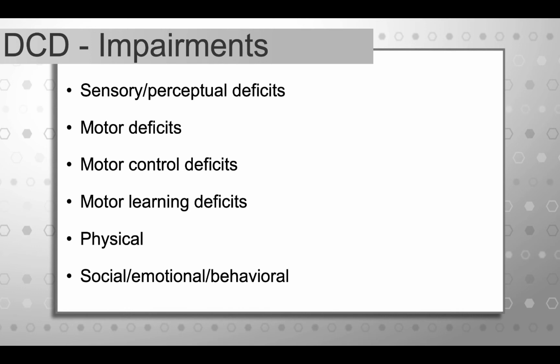The impairments we see with DCD include sensory and perceptual deficits. Kids with DCD don't necessarily take in sensory information, process it, or perceive things the same way as the rest of us do. Then there are motor deficits, including motor control and motor learning. That idea of creating motor programs and feed-forward and feedback mechanisms, kids with DCD aren't able to use those as effectively. There are also physical movement and developmental issues, and again, social, emotional, and behavioral concerns.